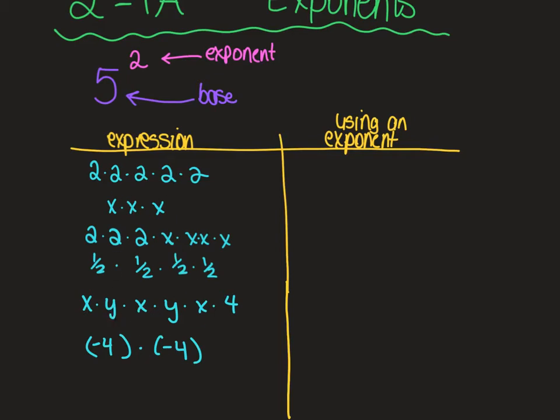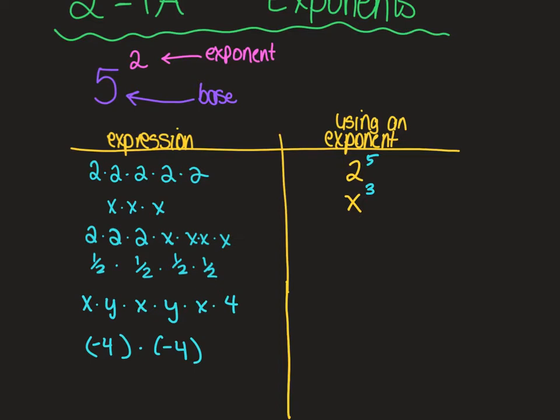Remember up here, this guy was the base. So I'm going to write a 2. Then I'm going to count 1, 2, 3, 4, 5. When you count, that becomes the exponent, 2 to the 5th. X is the base, count 1, 2, 3. 3 is the exponent.